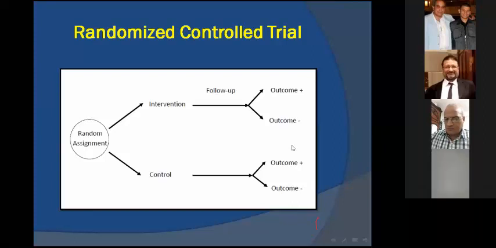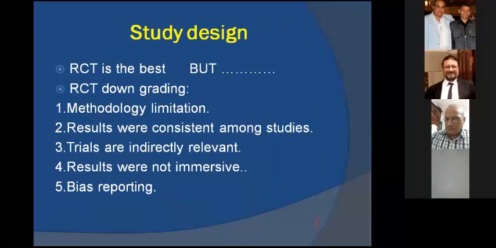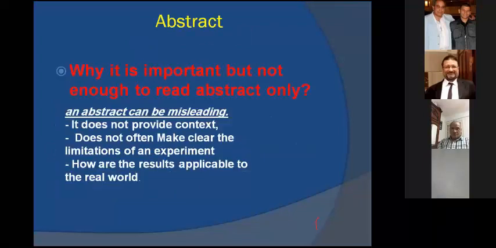What's the best design for a clinical study? The randomized clinical trial is the best. But a randomized clinical trial may get downgraded if the methodology has limitations, if results were not consistent among studies, if trials are only indirectly relevant to previous studies, if results were not impressive, and finally if there is bias in the study. If these points are present, there will be downgrading of the randomized clinical trial. Okay, this was an introduction to know what a trial is and what types of trial there are.